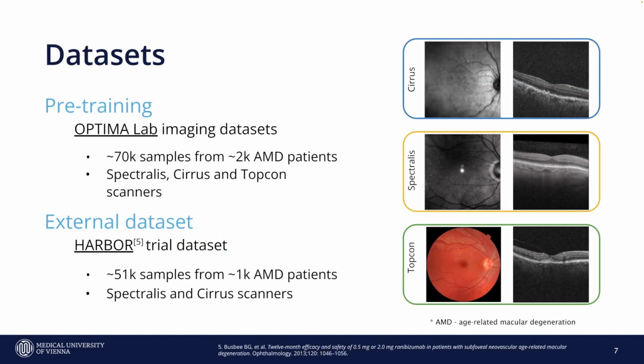The contrastive pre-training is performed using large-scale data from OptimaLab imaging datasets consisting of image volume pairs of patients diagnosed with age-related macular degeneration. For external downstream tasks, we use the HARBOR trial dataset.